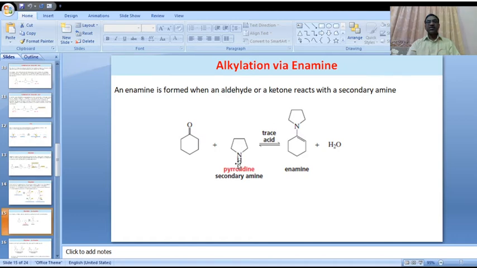This nitrogen bonds with carbon atoms on both sides. It is called a secondary amine: pyrrolidine, a secondary amine. On reaction of pyrrolidine and cyclohexanone, it turns into an enamine with loss of a water molecule. This compound is the enamine. Okay.